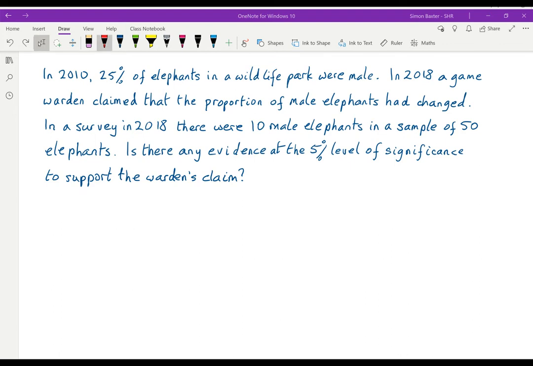Well, let's start this off. We have to put down, first of all, the null hypothesis. Now that we have to write H0. And in this case, H0 is going to be the null hypothesis, no change. So that is your null hypothesis. Basically, both years, 2010 and 2018, are the same.